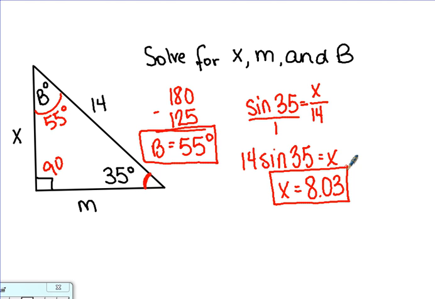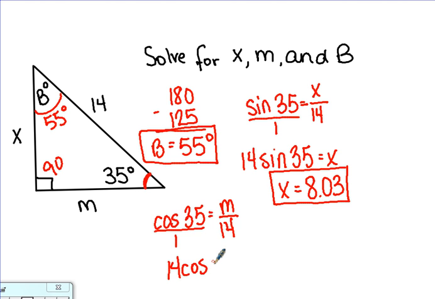We also want to solve for m. M is adjacent to that 35-degree angle, and again, we know the hypotenuse side, so we're going to use the function that's adjacent over hypotenuse, which is cosine. So the cosine of 35 is the adjacent, which is m, over the hypotenuse, which is 14. So in order to solve for m, we're going to cross multiply 14 times the cosine of 35, and that should give me side m. And if we type that into our calculator, we should find that m is equal to 11.47.